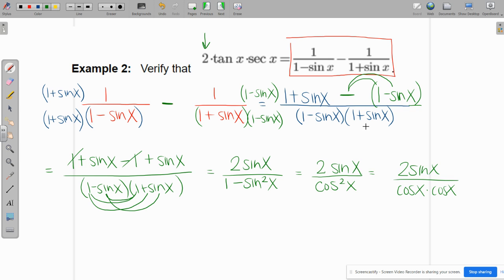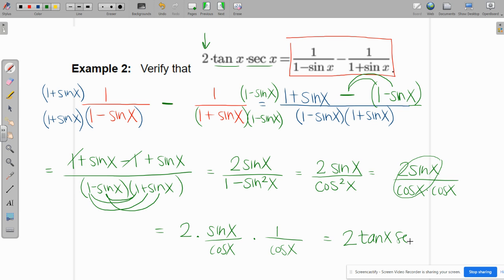And hopefully we can see how this is related back to tangent and secant. I could split it up even more. I could think of it as 2 times, and I could group the sine and cosine together. So sine of x over the cosine of x times, I still have a cosine of x in the denominator, so 1 over cosine of x. And that does give us 2 times sine over cosine is tangent, so that's the tangent of x. And then 1 over cosine is secant, so secant of x.